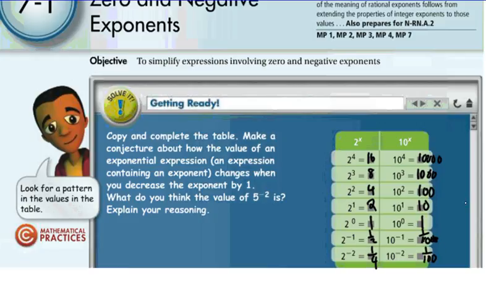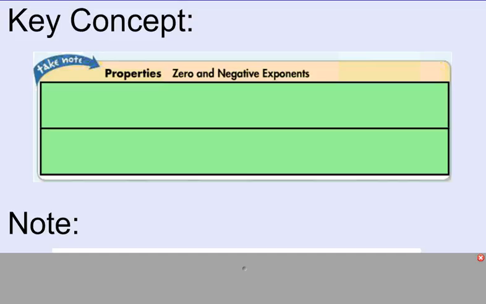So let's see if there's a way. We're going to see if there's any patterns, if there's any specific things or rules that we know about these zero or negative exponents. And that's what our goal is going to be focused around. Our objective is to simplify expressions involving zero and negative exponents. So let's start off with a couple of properties.